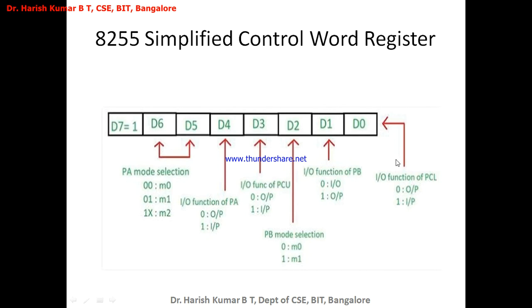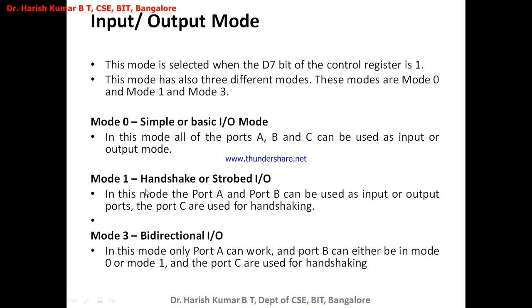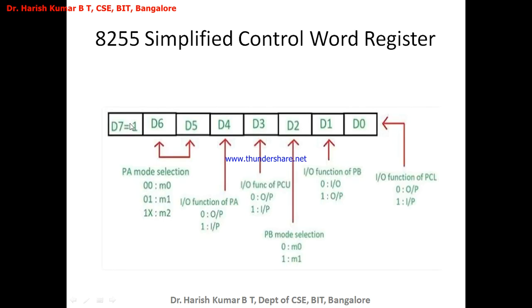Earlier we made it operate in the bit set reset mode by making D7 as 0. Now here we are making it operate in the input output mode by making it as 1. We'll see what the other bits are. D0 is the IO function for PC lower. I told you port C is divided into port C lower and port C upper. So this D0 bit is reserved for making port C lower either as input or as output.